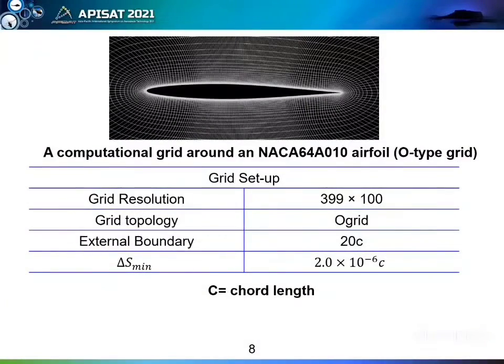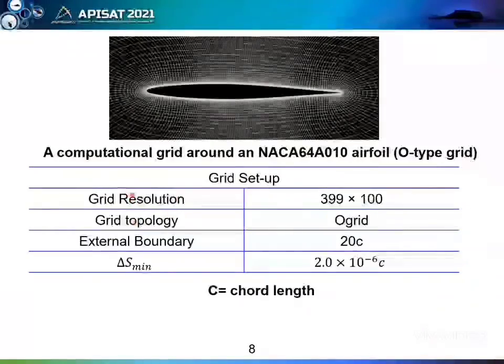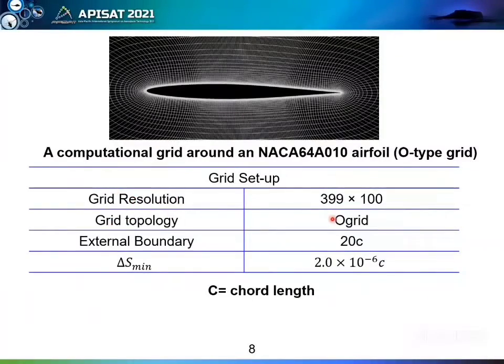The grid setup includes the following. The grid resolution is 399 by 100. The grid topology is O grid. The external boundary is 20C, and the minimum grid width is 2.0 times 10 to the power minus 6. C in these expressions refers to the chord length.